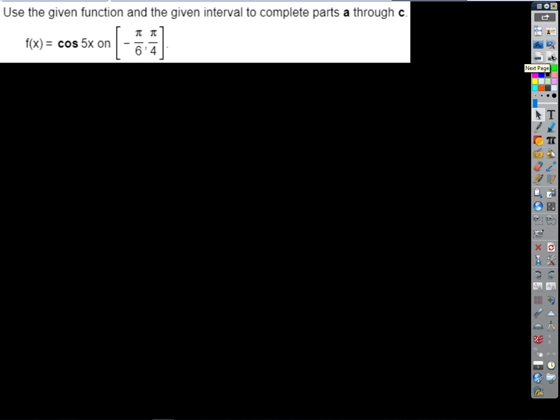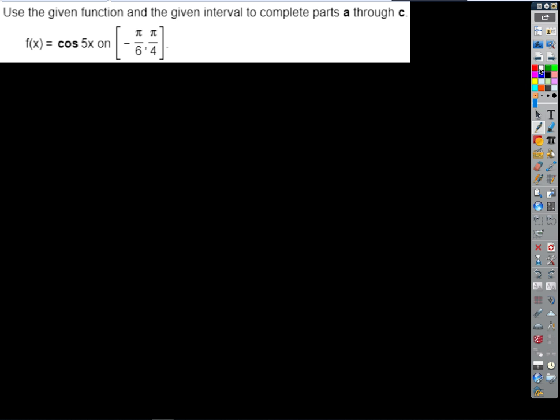I want to look at one like this because it's got a trig function where it's not just an x inside the trig function. It's kind of nice to see one of these. So what are we trying to do? I think I didn't write down the whole problem. I think all we're trying to do here was find the absolute extrema.